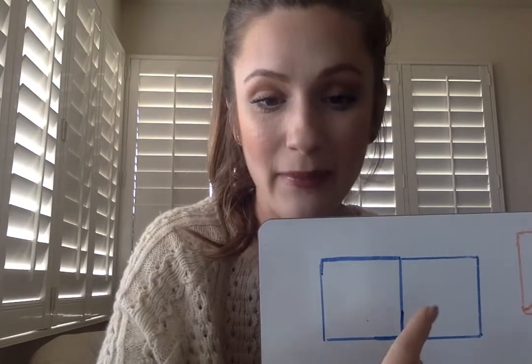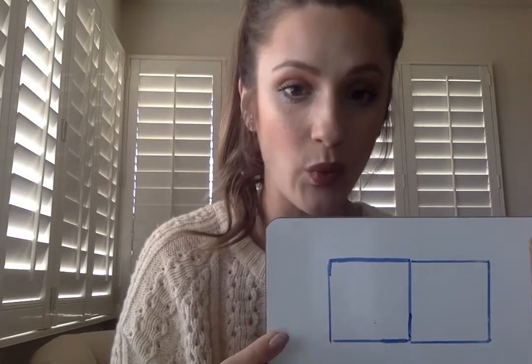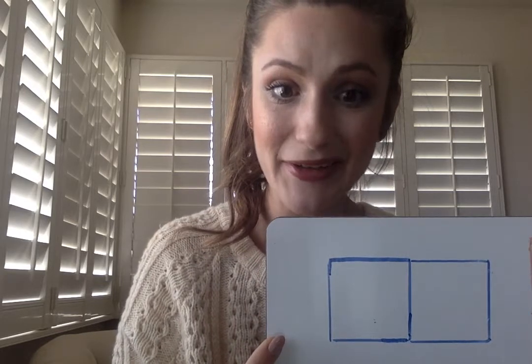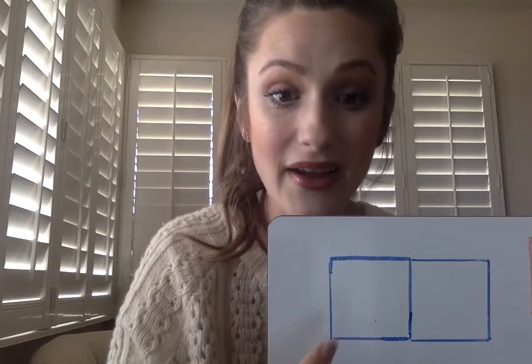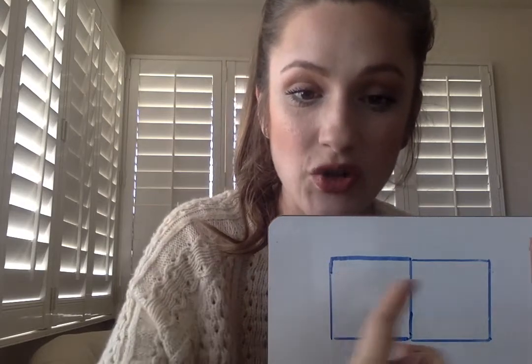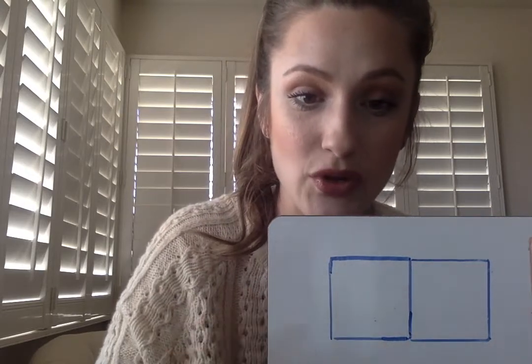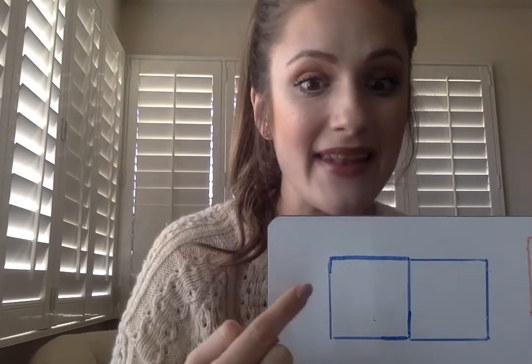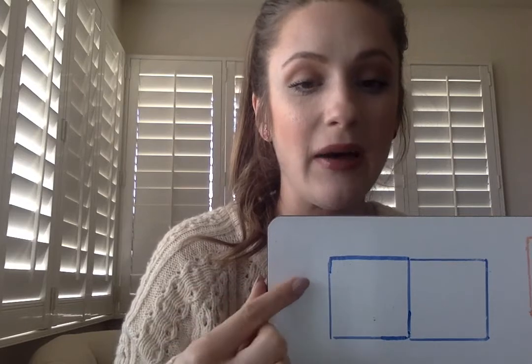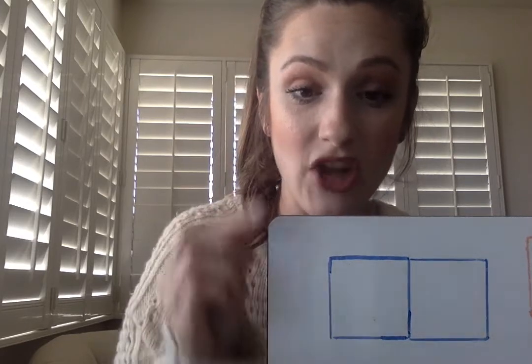So now if we line them up together, is it a square anymore? No, it's not. It's a rectangle. Do you see it has two long sides and two short sides? It still has the four corners, but now it is a rectangle when we put those shapes together.